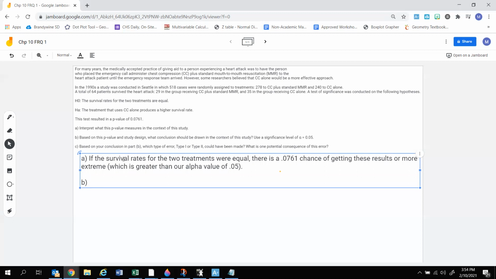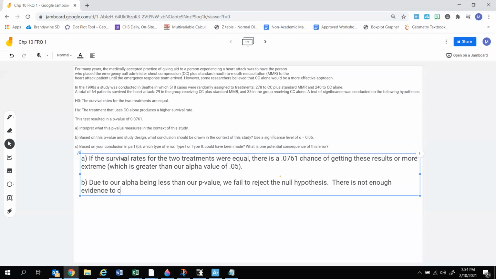Based on the p-value and the design of the study, what conclusions should be drawn in the context of the study? Oh, there's an alpha level. Use a significance level of 0.05. Well, remember, if our p-value is greater than the alpha value, that's when we're going to fail to reject. Okay. So we are going to say, due to our alpha being less than our p-value, we fail to reject the null hypothesis. There is not enough evidence to claim that using CC alone produces a higher survival rate.